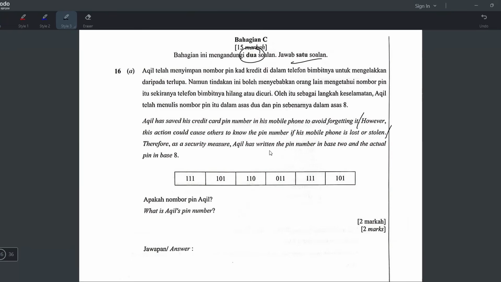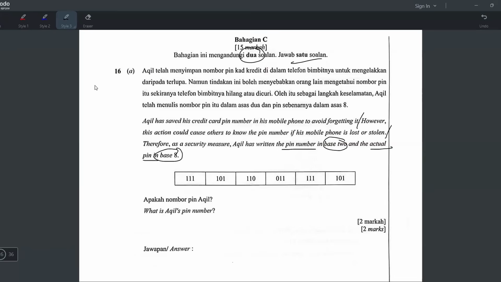So what does it mean? Credit card PIN number. Okay. Has written the PIN number in base 2 and actual PIN in base 8. Okay, I don't really understand this part. PIN number in base 2. What's actual PIN? I don't really get it. Actual PIN in base 8.